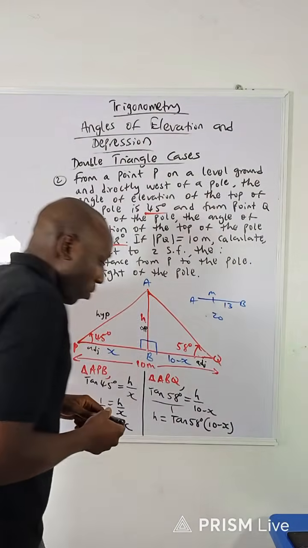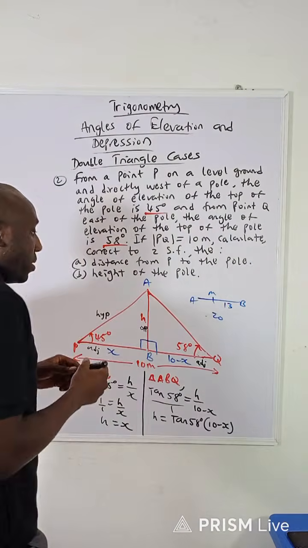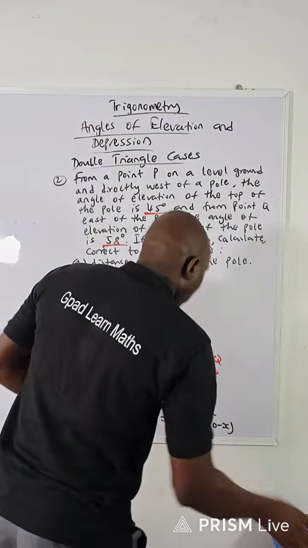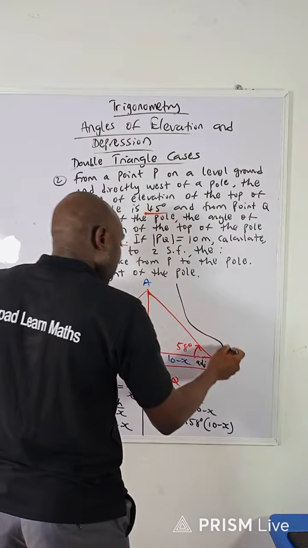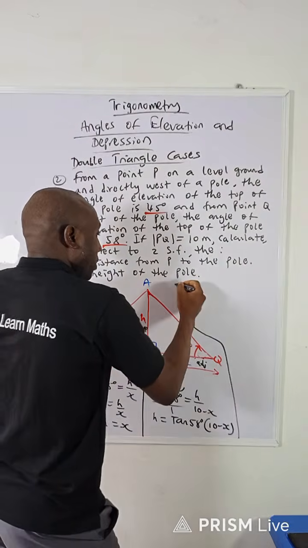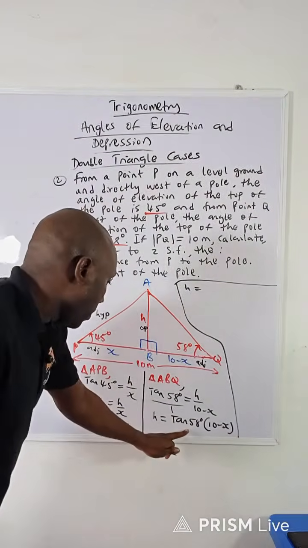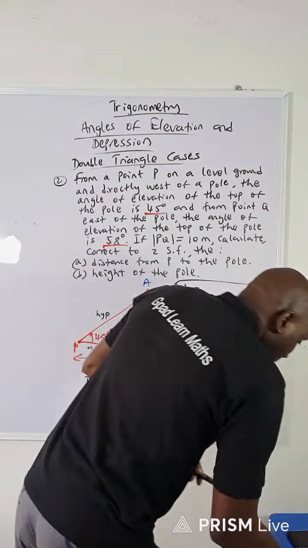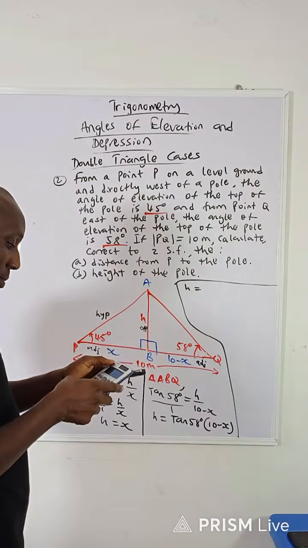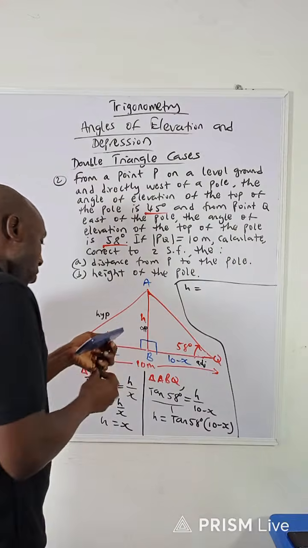So let's go get what tan 58 degrees is. I think I can just finish it here. Hope I have enough space. So let's just manage the space here. So H here is equal to what? Tan 58. I'll just go right in and tap it there. Tan 58 is what?